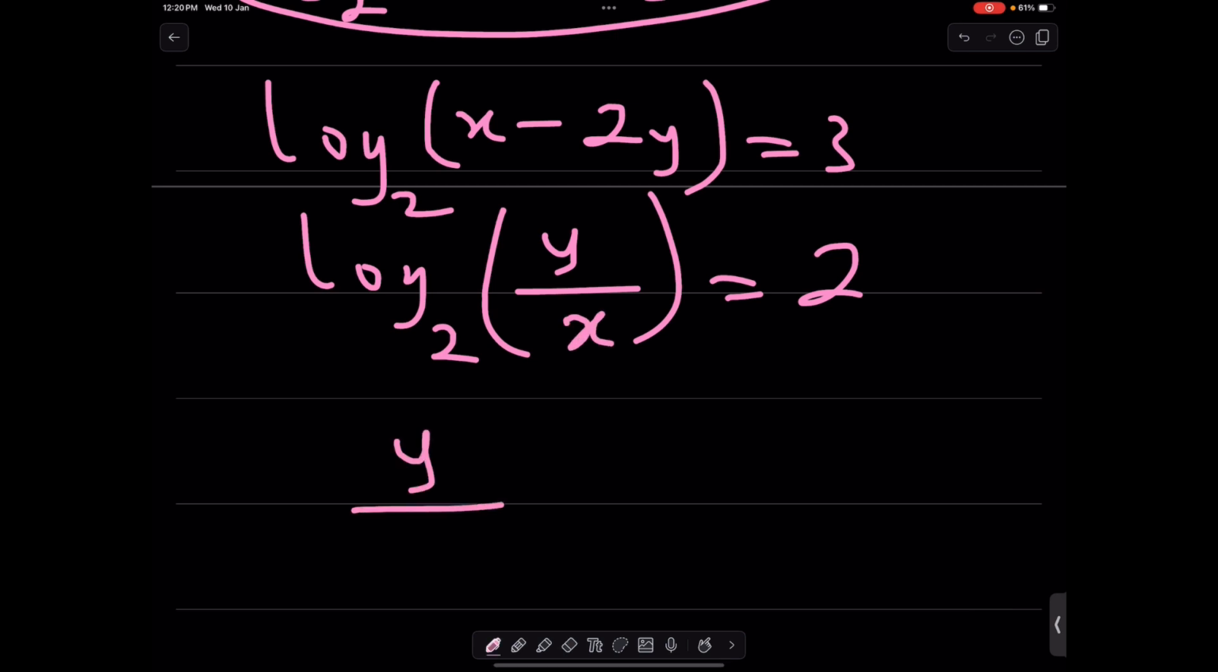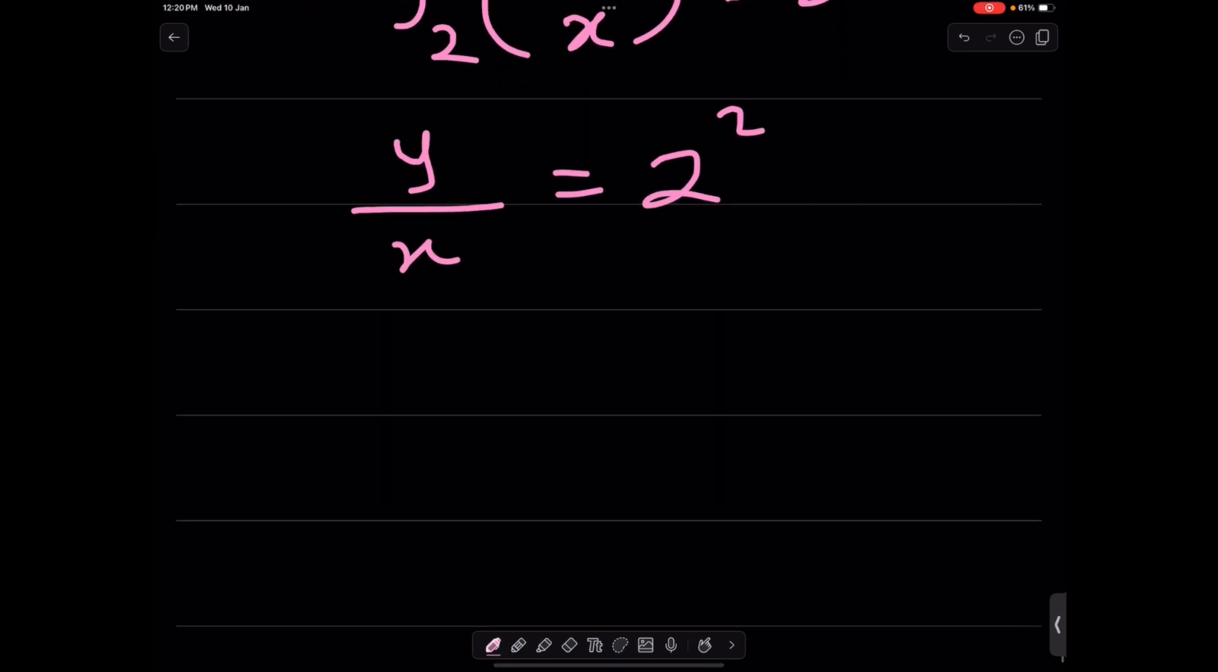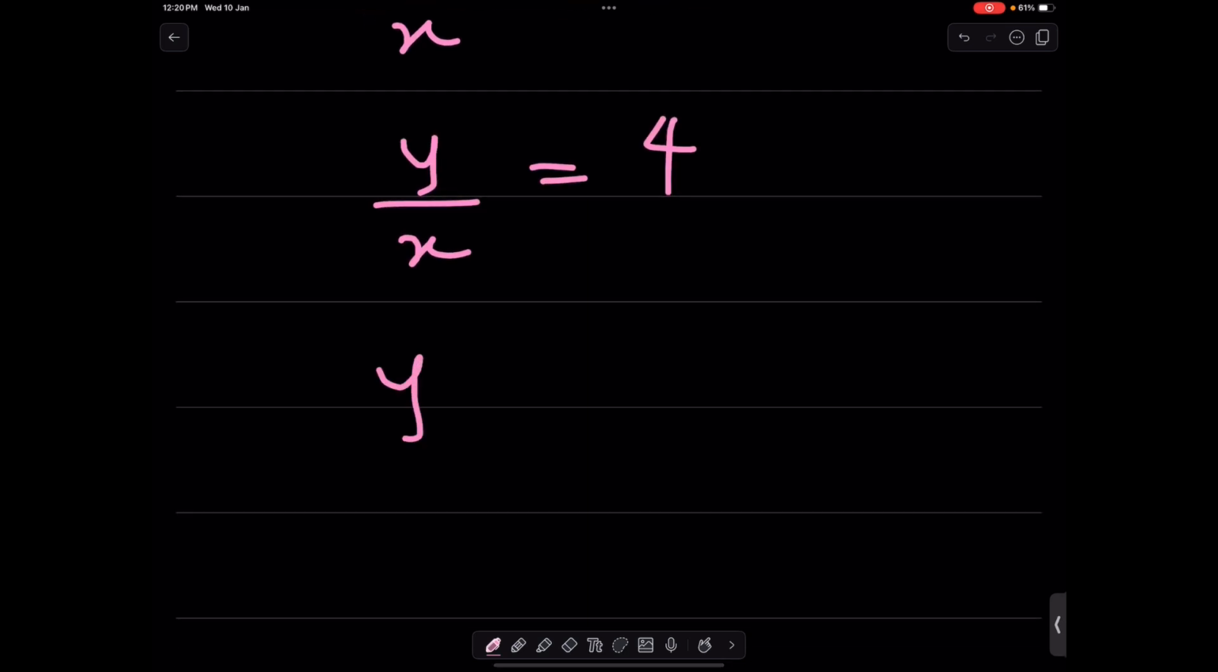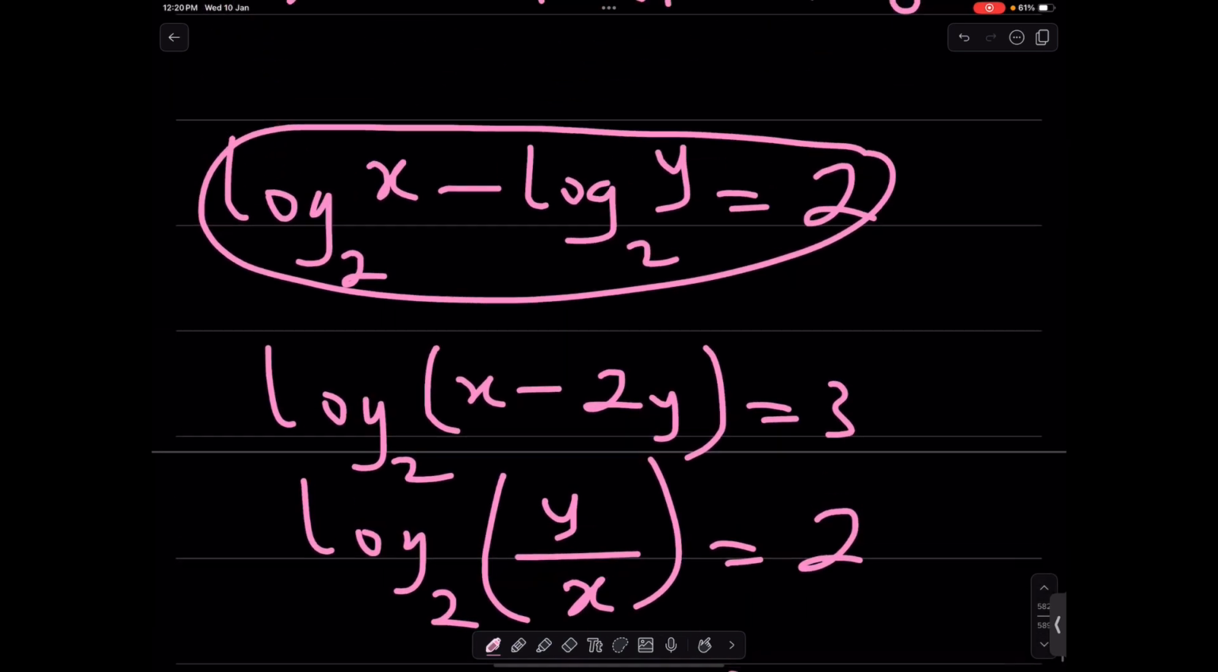And that simply means y over x equals 2 raised to power 2. When you write the logarithmic equation in index form, it means y over x equals 4. And that simply means y equals 4x. Now, let's see the second equation.